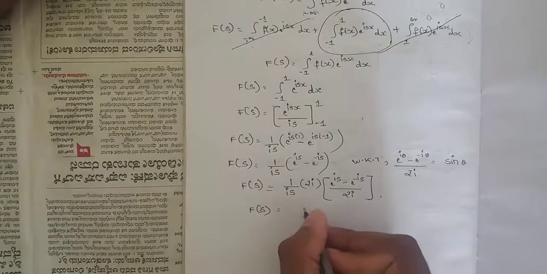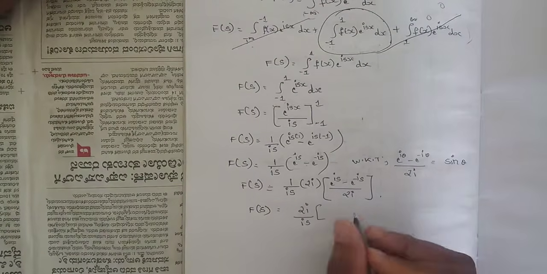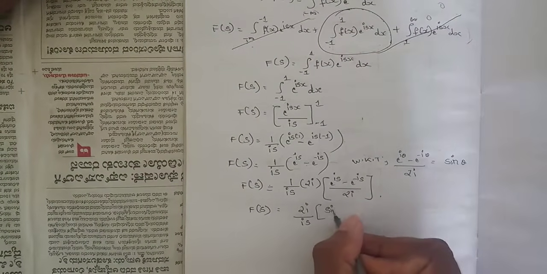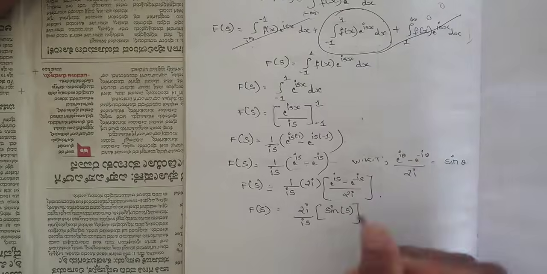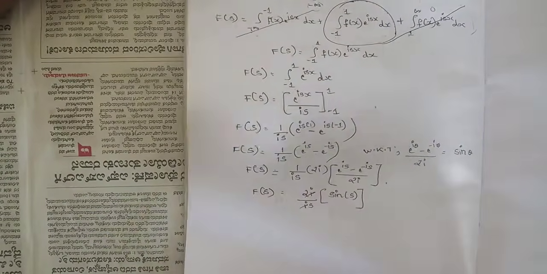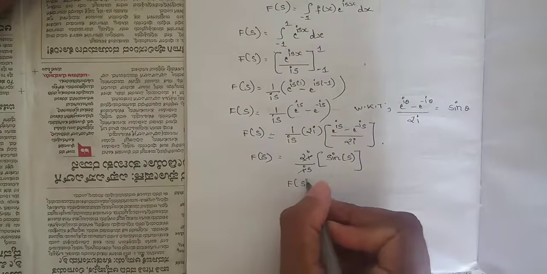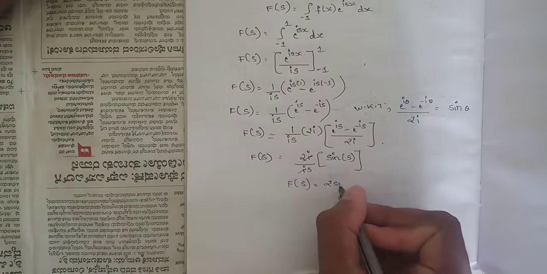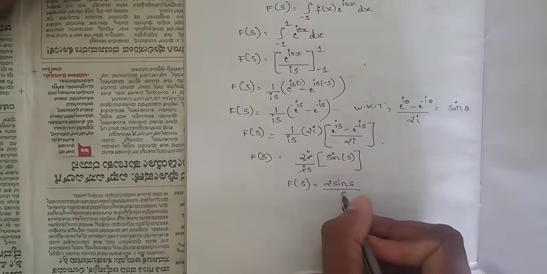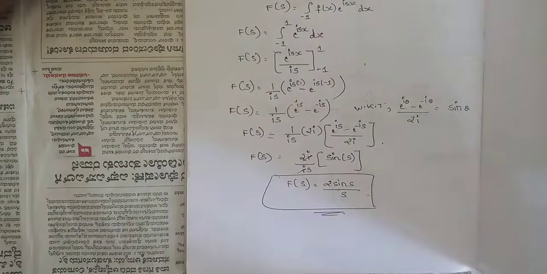This is equal to 2i by is times this term, which corresponds to sine of s, right? This is the general formula for that. Now cancel the i. The left out terms are F(s) equal to 2 sine s by s. So this is your required Fourier transform.